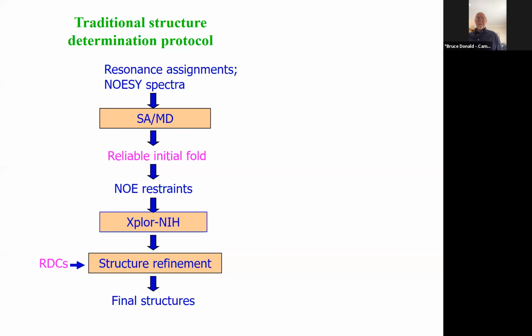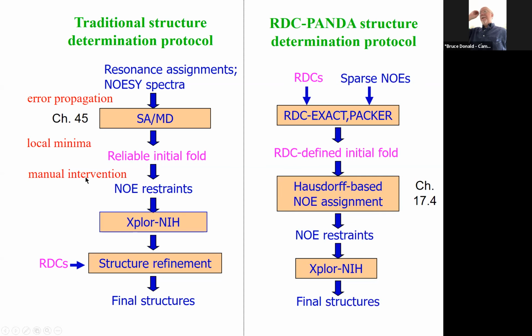So in short, to summarize where we are, traditionally RDCs are used at the end of structure determination. So the idea was, can we find a way to get around these problems of propagating errors, local minima, and manual intervention by using the RDCs first? This is an RDC-first approach.